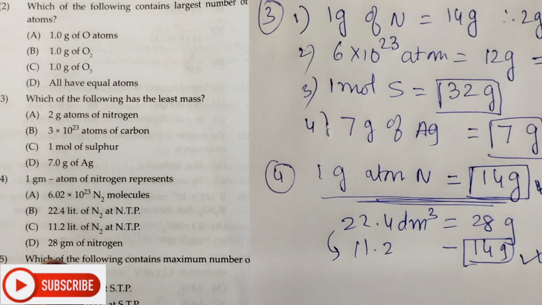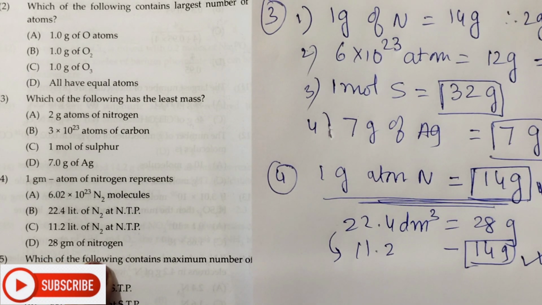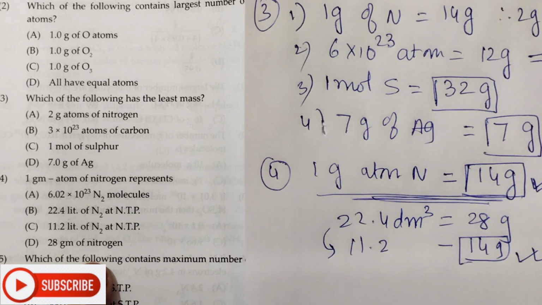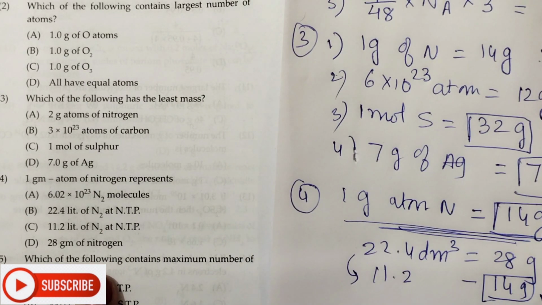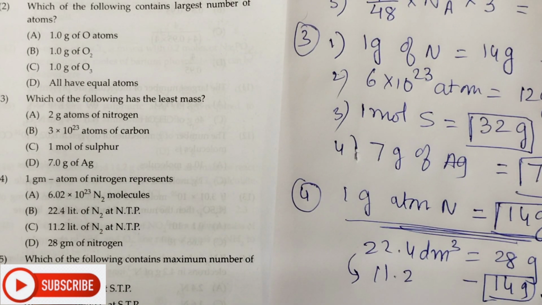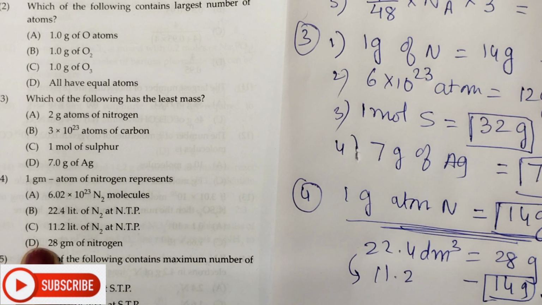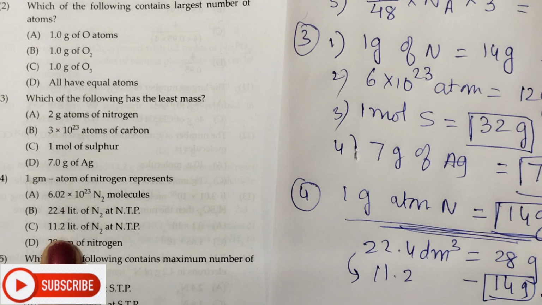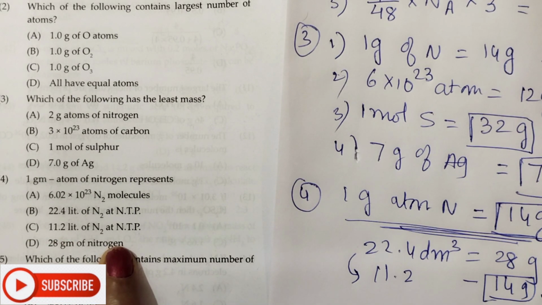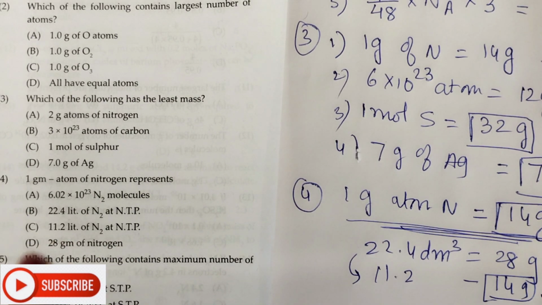Come to the next one, 28 gram of nitrogen means 1 mole of nitrogen. So here again it will be 28 gram. So we want 14 gram. So answer here for question number 4 will be third option, that is 11.2 liter or half mole volume at STP is equal to 14 gram. So answer is third option.